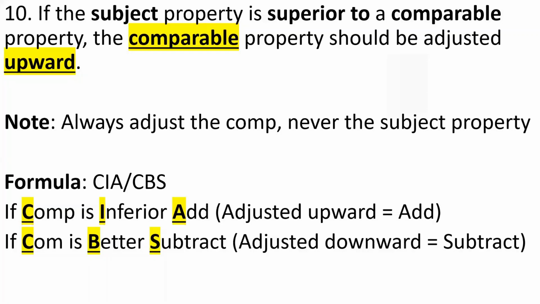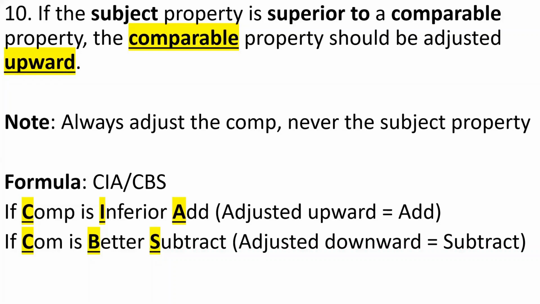I've put some notes here for you. This is very important to understand. You always make any adjustments to the comparable. You never make any adjustment to the subject property. And the formula is very simple. CIA CBS. CIA means if comp is inferior, you add, meaning you adjust upward. CBS, if comp is better, subtract, meaning you adjust downward, but always to the comparable, never to the subject property.